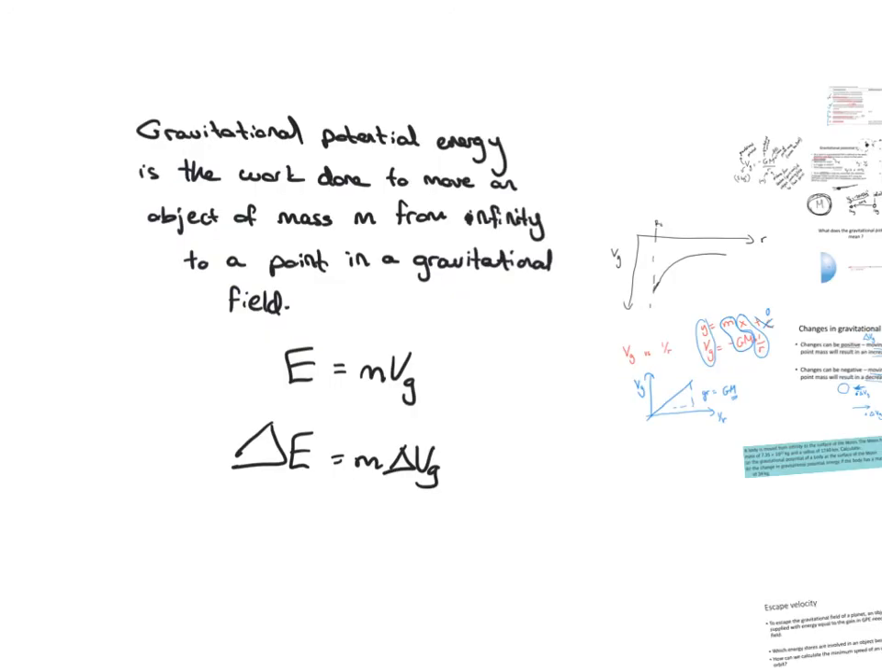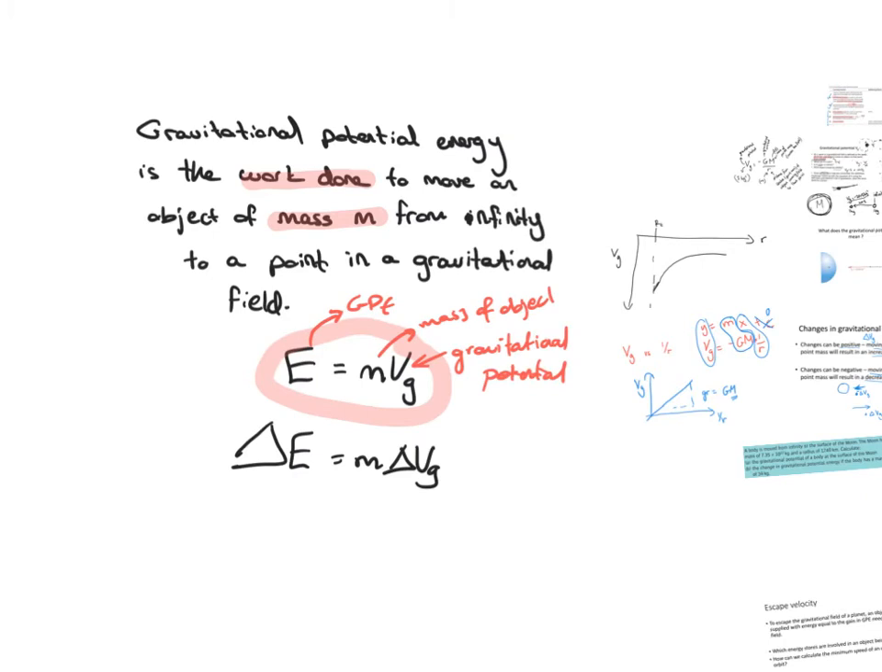Okay, so for gravitational potential energy, we define it as the work done to move an object of mass m from infinity to a point in a gravitational field. So it's usually given by this equation: the gravitational potential energy equals m, that's the mass of the object we're moving, times Vg, the gravitational potential. Since we usually need to determine changes in gravitational potential energy, we can rewrite this equation as the change in gravitational potential energy is equal to the mass of the object times the change in the gravitational potential.